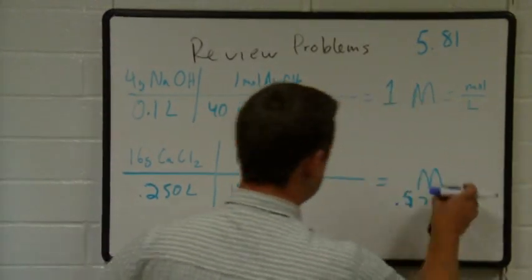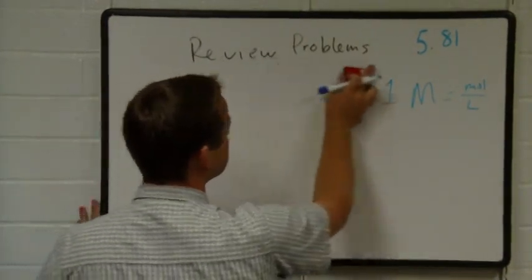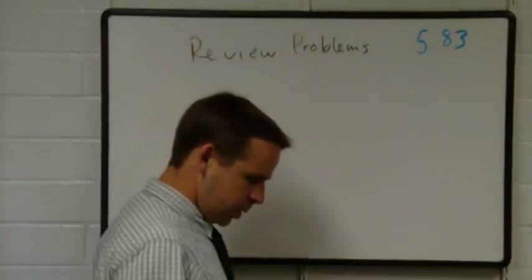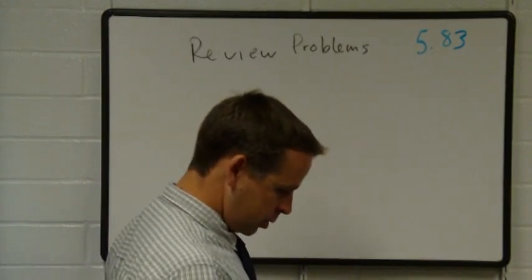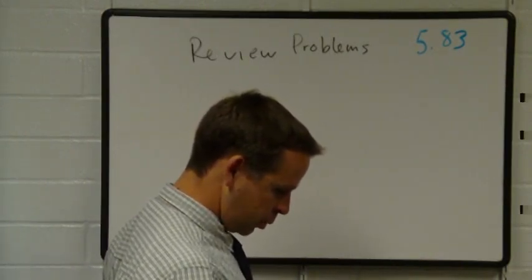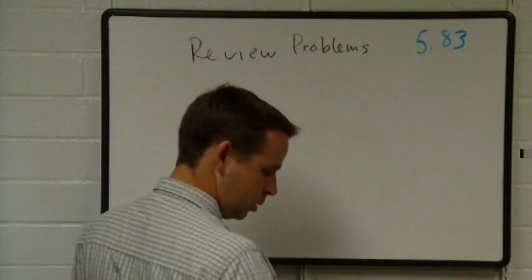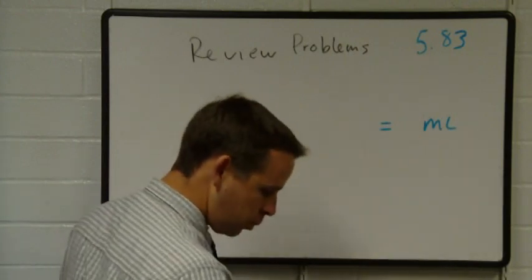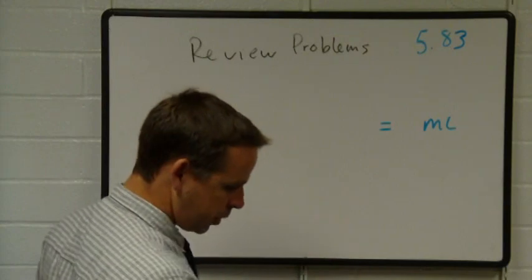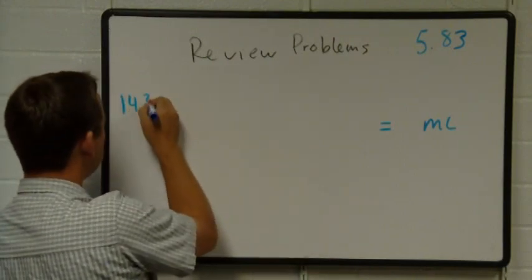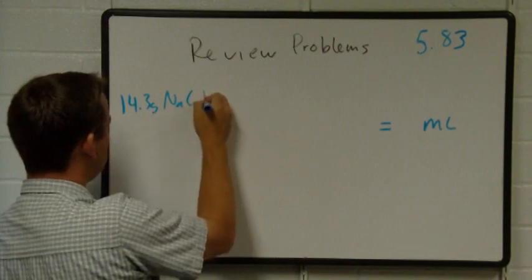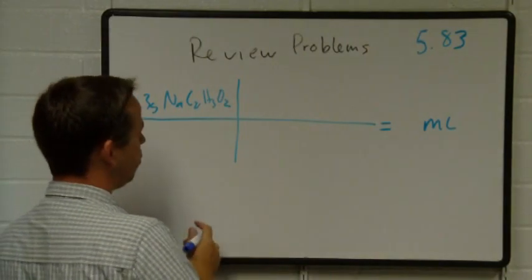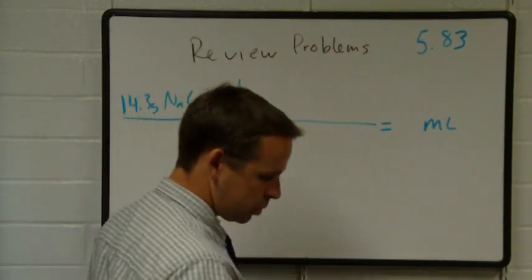What's next? 583. How many milliliters of 0.265 molar sodium acetate are needed to supply 14.3 grams of sodium acetate? So, the question is milliliters of solution. And we want 14.3 grams of NaC2H3O2. That's how many grams of that stuff we want. We can convert that to moles to know how many moles of that stuff we want.